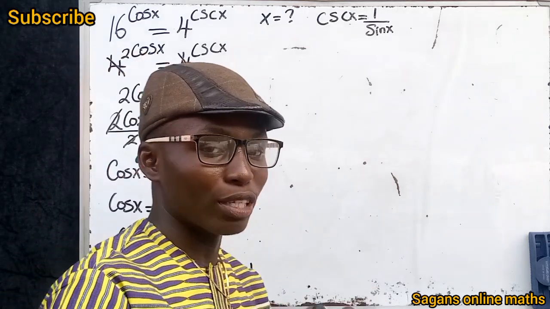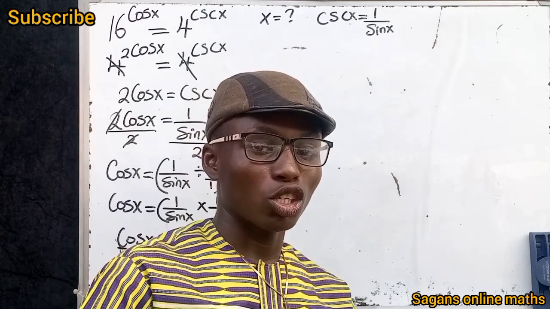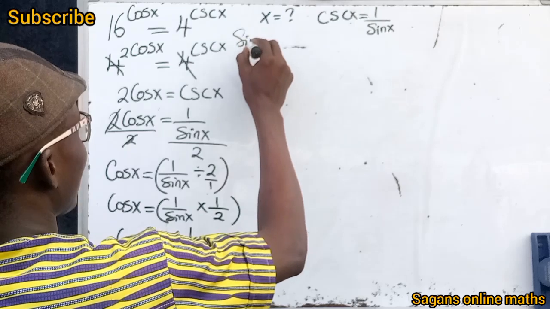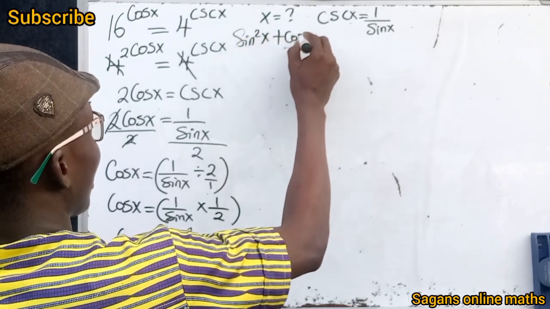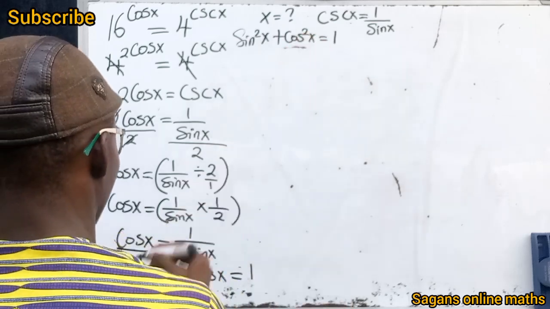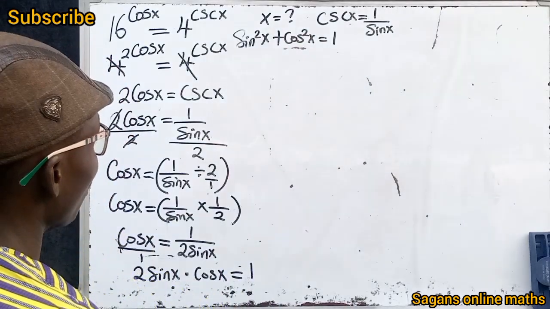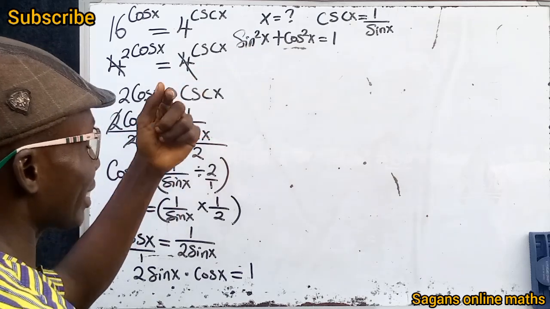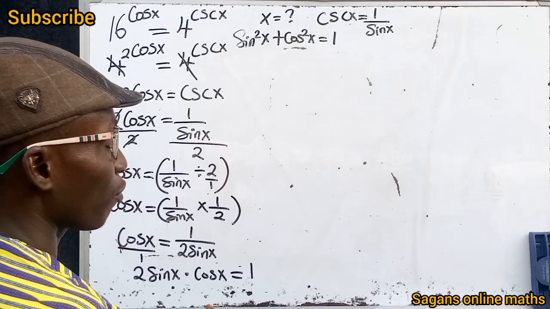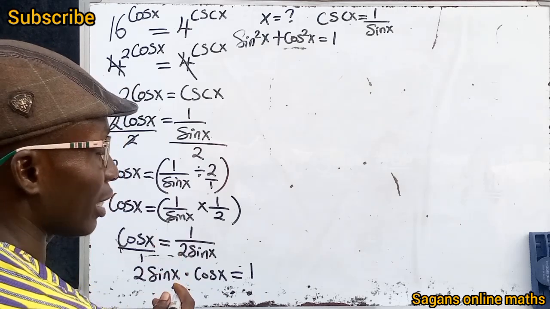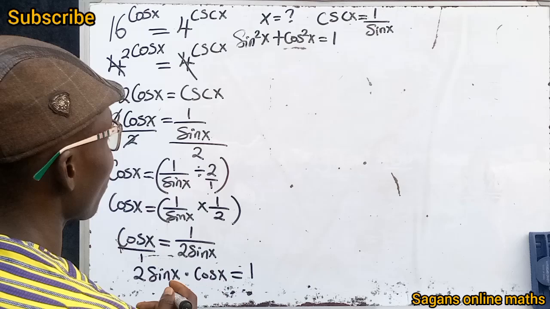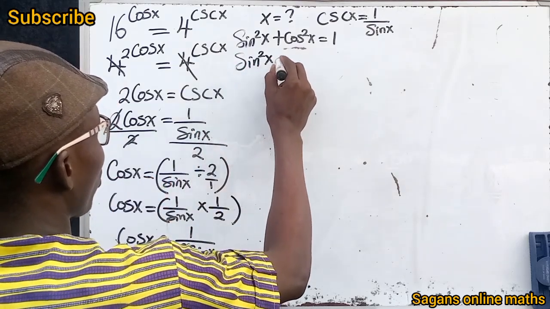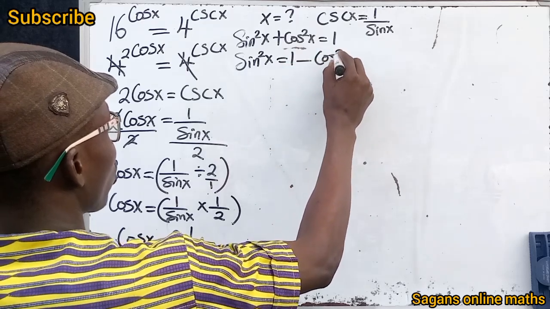I want you to remember one of the trig identities, the Pythagorean trig identity, which is very interesting. Sine square x plus cos square x is equal to 1. Now from here, we want to make sine the subject. You can make either sine or cos the subject and you have the same answer, but let's make sine the subject. That means sine square x will be equal to 1 minus cos square x.